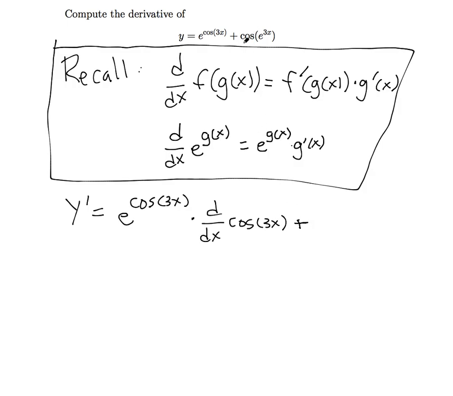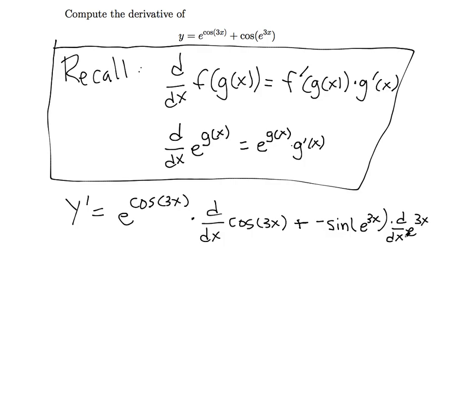So what's my second term? My second term here is cosine of e to the 3x. If it was just cosine of x, we know that the derivative would be negative sine of x. Now we're going to use the chain rule, so it will be negative sine of what's in the parentheses and then times the derivative of what's in the parentheses. So it's going to be negative sine of e to the 3x times the derivative of e to the 3x.